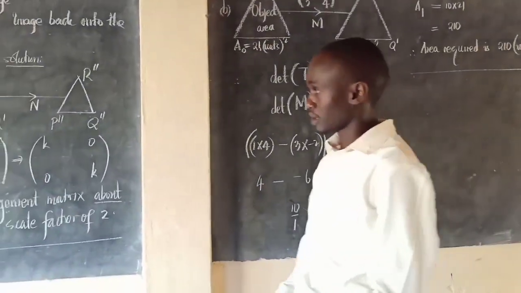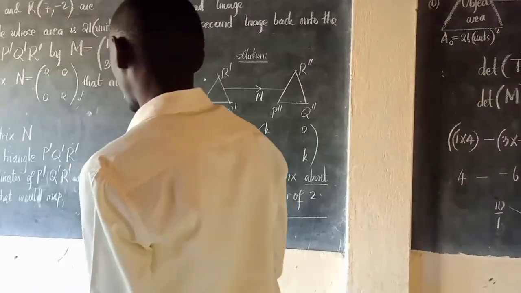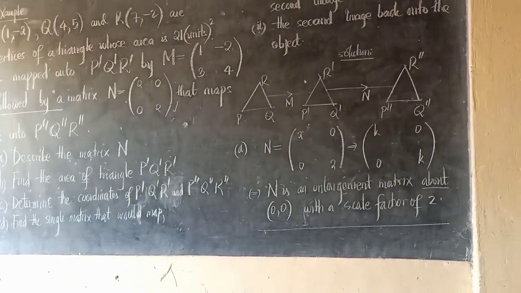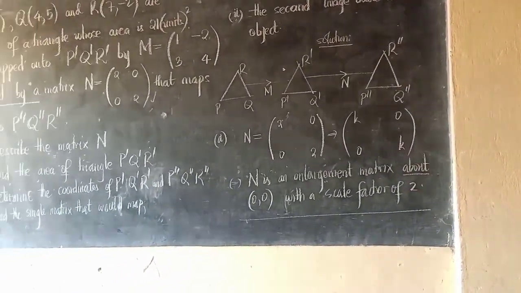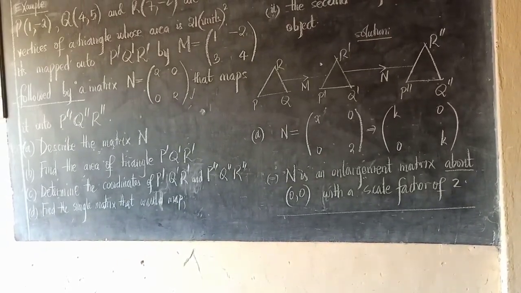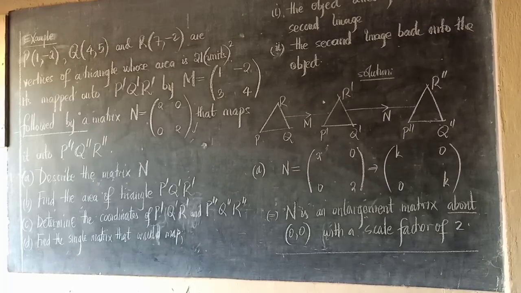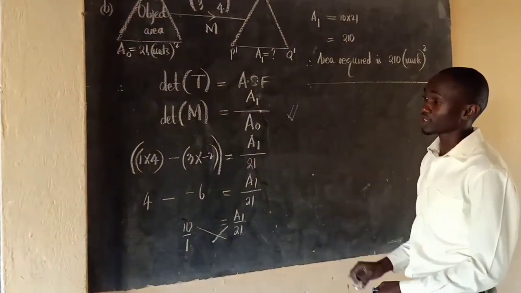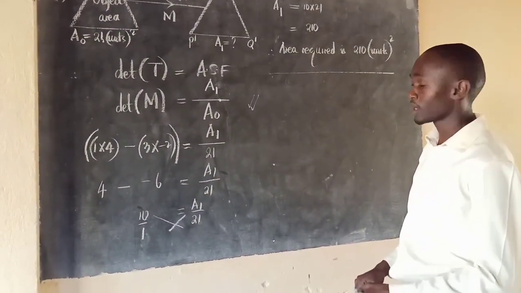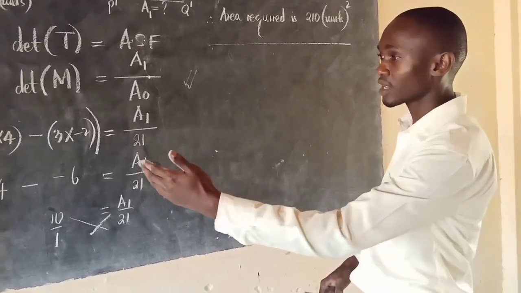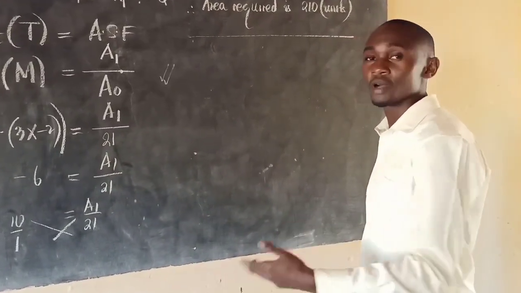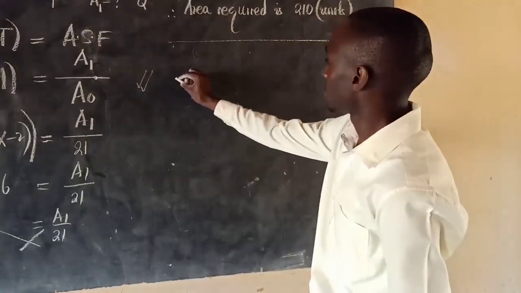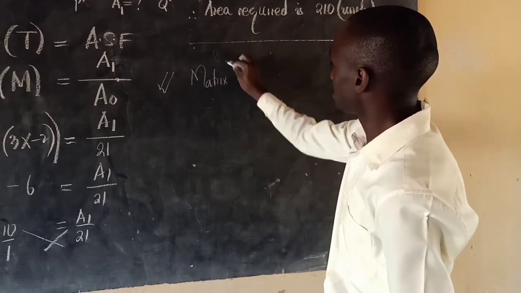When you look at the next part, that is part C, they want us to determine the coordinates of the first image and the second image. That's what is denoted as P prime, Q prime, R prime, P double prime, Q double prime, and R double prime. We discussed in the previous parts of transformation, dear viewers, that are on our YouTube channel, how to get an image when you're given a matrix of transformation, and currently you have the two matrices. So the approach remains as we discussed it before.